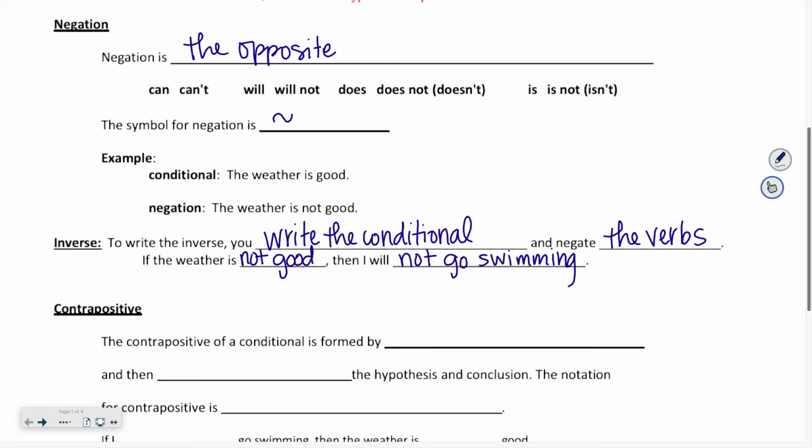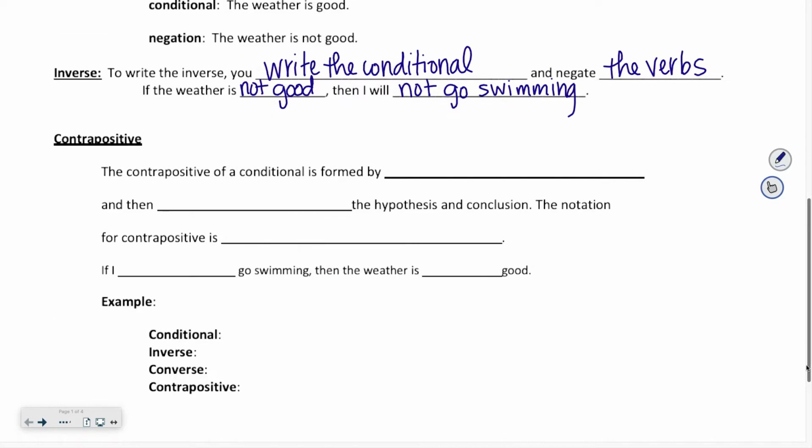All right, so we have conditional, converse, you're going to switch the order. Inverse, you're going to keep it in the same order, but you're going to change the verbs. And then we're going to have contrapositive. The contrapositive of a conditional is formed by writing the converse. That means we have to switch the order. And then negating the hypothesis and the conclusion.